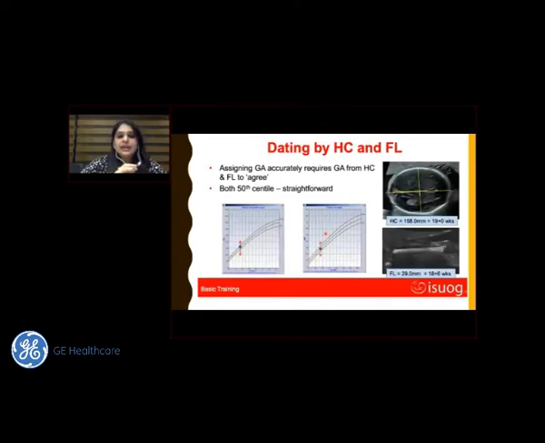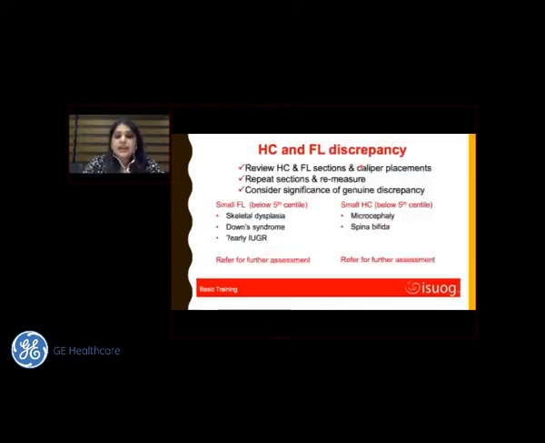Okay. Now, in case she is coming to us late in the trimester and you try to date her by head circumference, you make sure that the head circumference and the femur length agree with each other. And if they agree, you are bang on your dating, and you do not need to worry about whether you've assigned her the right dates. In case there is a discrepancy in the head circumference and the femur length, you should then go in and see if you've taken your sections properly. In the next few slides, I will tell you how to take proper sections.